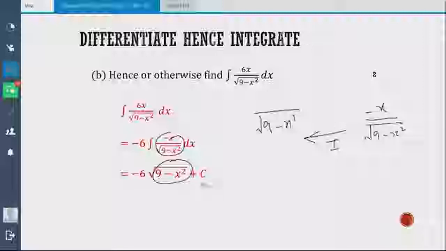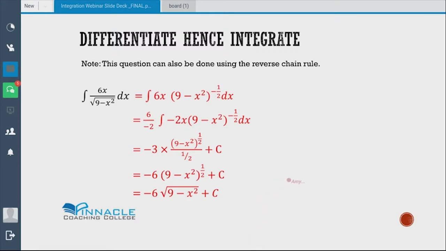Now, for those who do extension as well, you can do this question using the reverse chain rule. We'll take a look at that in the next slide. This is just repeating the same question without the derivative component. The reverse chain rule, for those who missed the first couple of slides, is literally if you have a function to a power, it needs to come with its derivative.